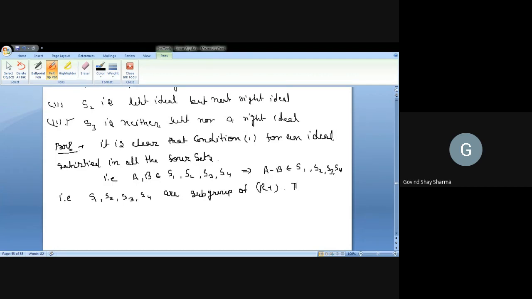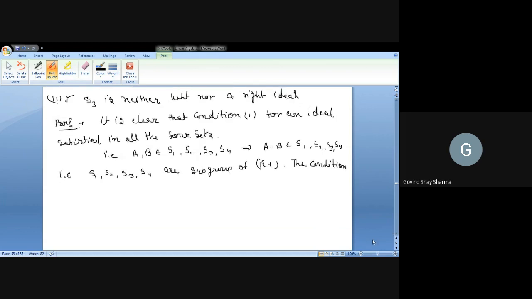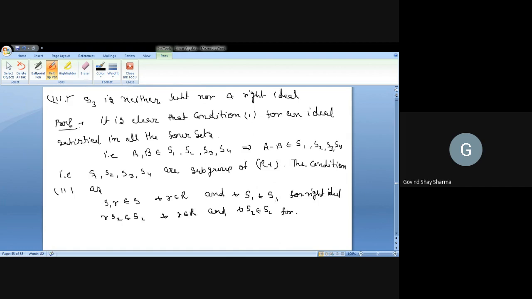The condition remaining is sr belongs to S for r belonging to R and for all s belonging to S for the right hand, and rs belongs to S for the left hand.